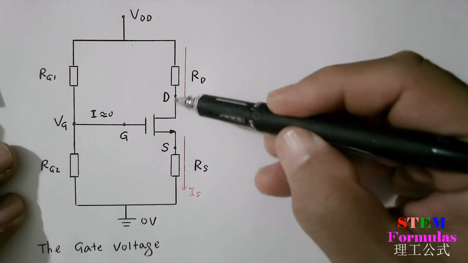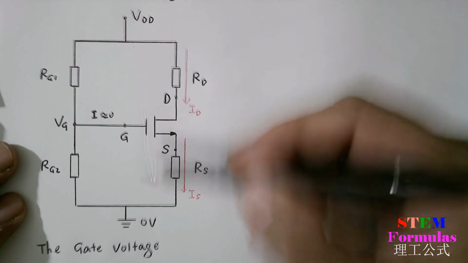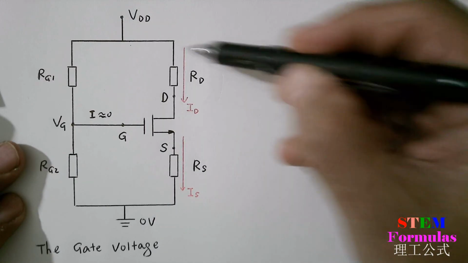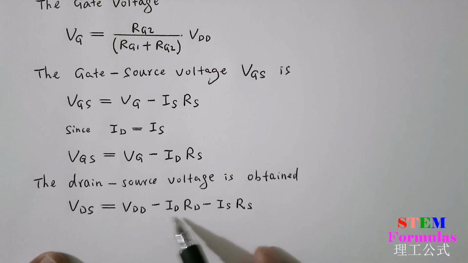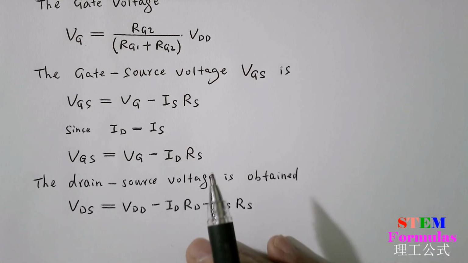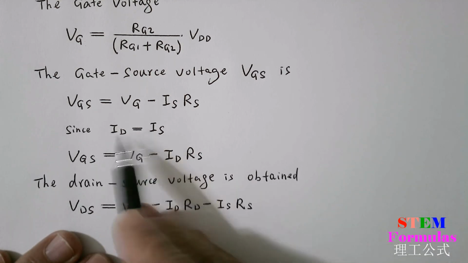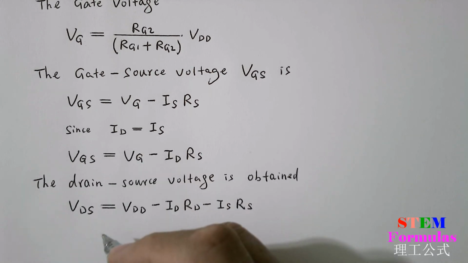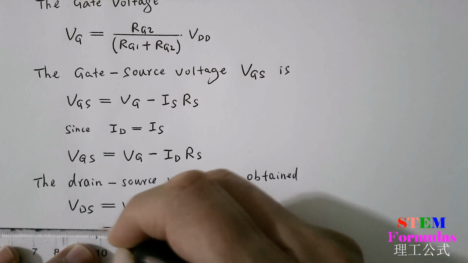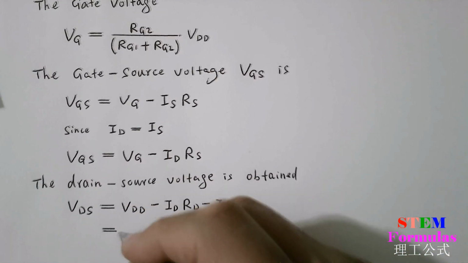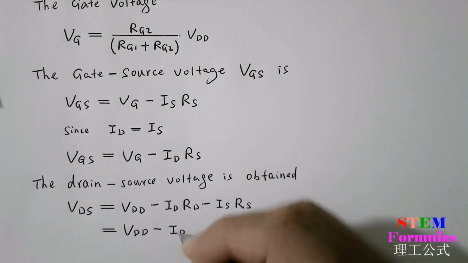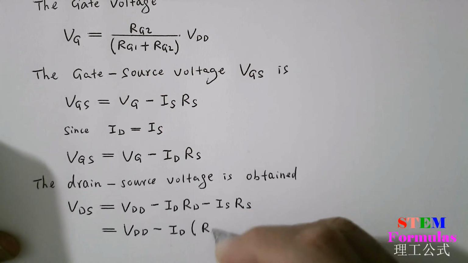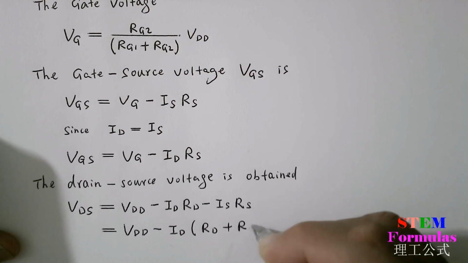So the voltage drop between D and S is obtained from the whole voltage between VDD and 0, minus the voltage drop across RD and minus the voltage drop across RS. So therefore VDS equals VDD minus ID RD minus IS RS. And we can use ID equal to IS, so this is further equal to VDD minus ID times RD plus RS.